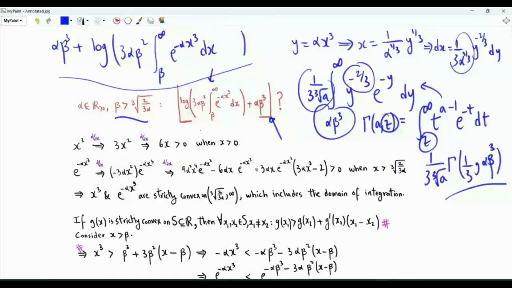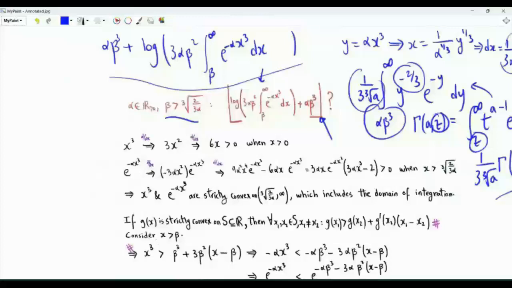The inequality that is very helpful to us here is related to convex functions. If function g is strictly convex on the set S, which is a subset of the set of real numbers, then for every x1 and x2 in S, x1 not equal to x2, we have this inequality: g of x1 is greater than g of x2 plus the first derivative of the function evaluated at x2. So of course, there is the assumption that the function is differentiable. The first derivative is multiplied by the difference x1 minus x2.